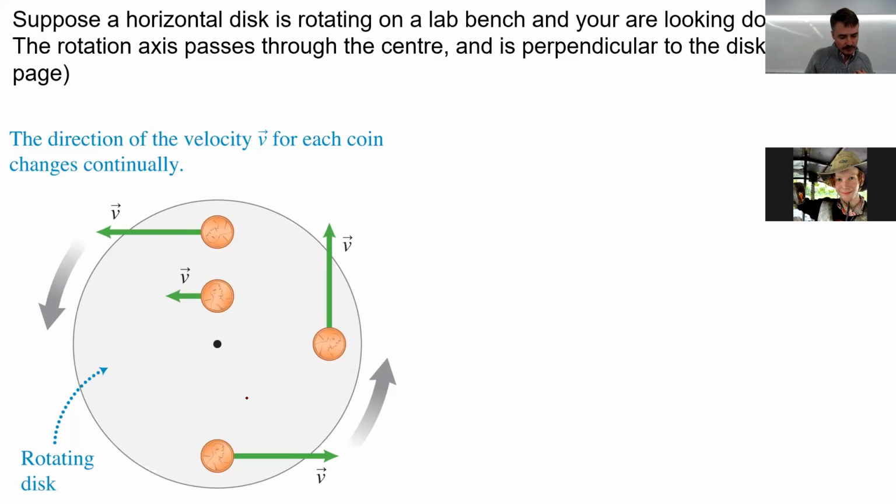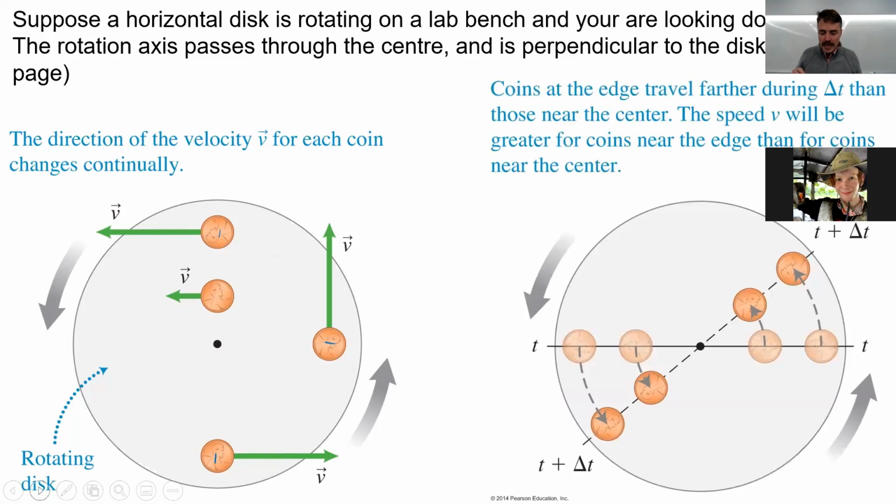So the direction of the velocity for each coin, if you put some coins on the table and watch them go around, they're little pennies here, they're always changing. Here's one, for example, if this is coin 1, then as it's rotating around, it changes its velocity continually. Okay. And then the other thing, which is interesting, is that the coins that are nearer to the edge of the disk are actually going faster than the ones near the center. Now, if you're right on the very axis of rotation, you're not moving at all. Your center is not moving.